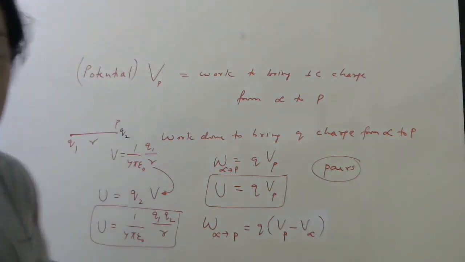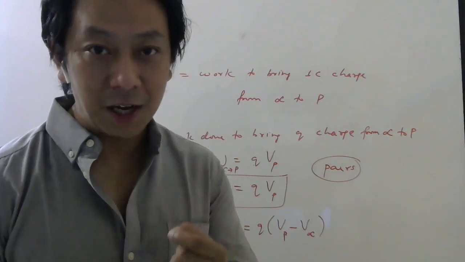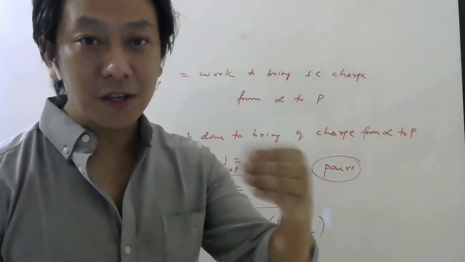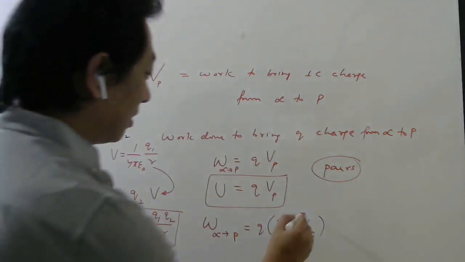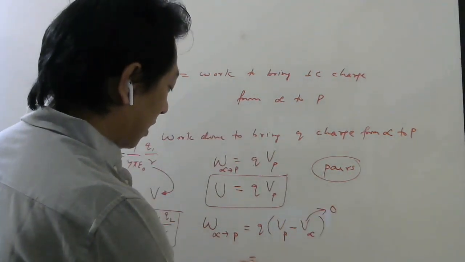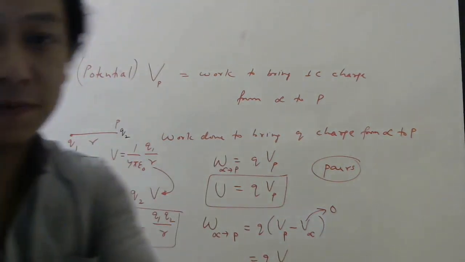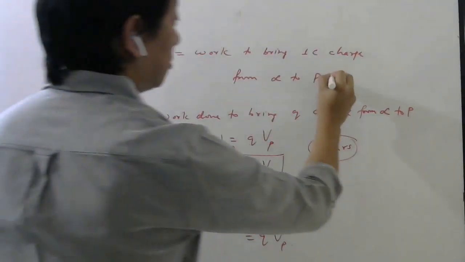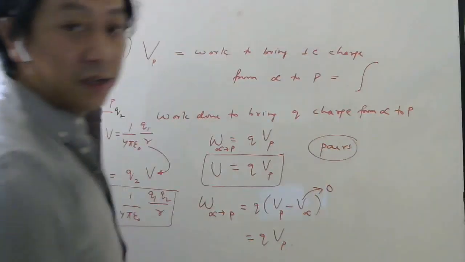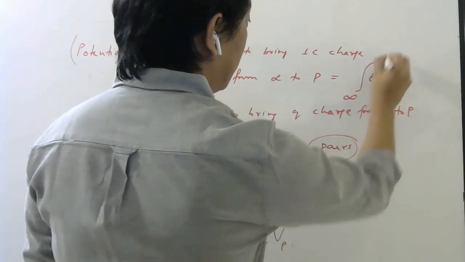But infinity has been chosen as the reference of potential. That means at infinity, the potential energy is 0, or you can say the potential is 0. So this is 0. Then what will you get? Q into Vp. And this work done you can also write in the form of an integral: the integral of E dr from infinity to P.